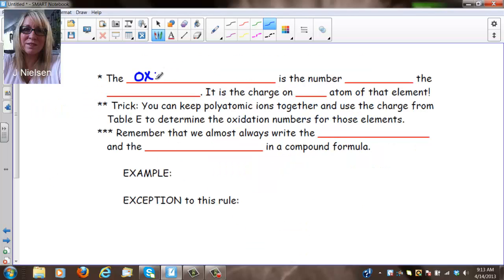The oxidation number is the number inside the parentheses when we were looking at these. It is the charge on one atom of that element. There is a trick. If you're dealing with polyatomic ions together, use the charge from the polyatomic ion found in Table E to determine the oxidation numbers for those elements. And remember that we must always write the negative element last.